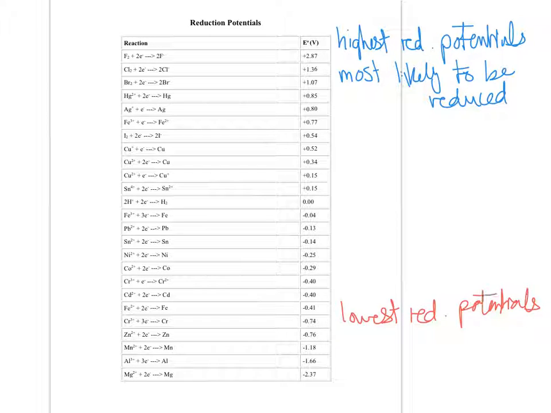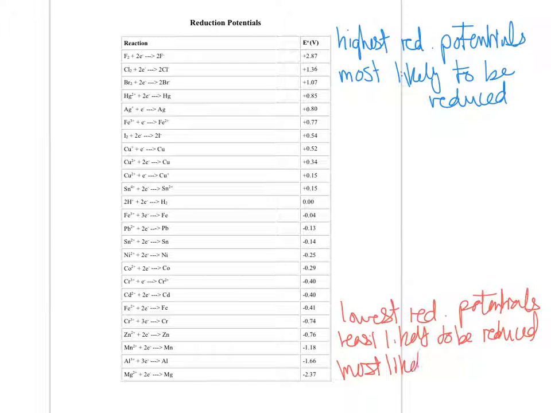So these are the least likely to be reduced. And if they're the least likely to be reduced, that means they are the most likely to be oxidized. So if you are comparing two elements on here, or two substances, and you want to know which one's oxidized, which one's reduced, you look at the reduction potentials.